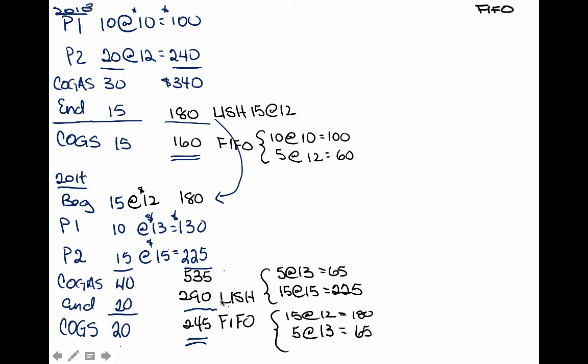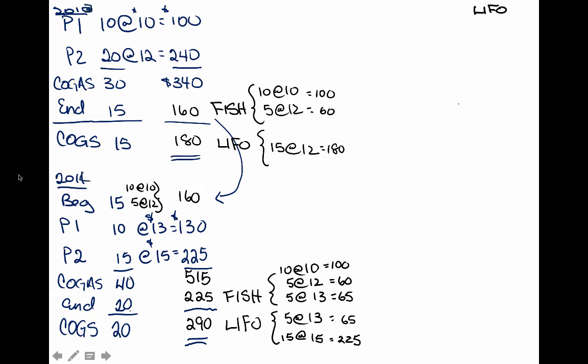Ending inventory, the last ones in are still here. So I have 5 remaining units at $13 plus the 15 at $15. So the ending inventory will be assigned $290 of costs. That's FIFO. Now LIFO, same facts.